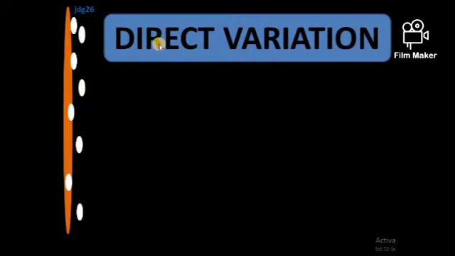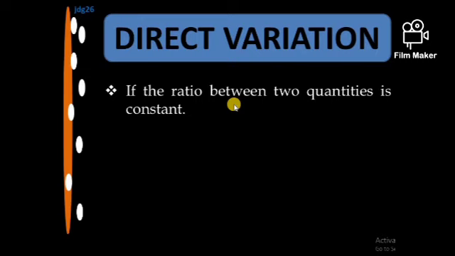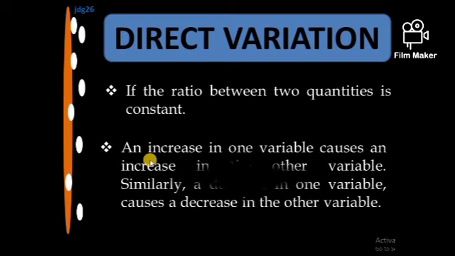Let us first discuss direct variation. If the ratio between two quantities is constant, then the two quantities is in direct variation. So kapag daw ang ratio ay constant, direct variation siya. And an increase in one variable causes an increase in the other variable. Similarly, a decrease in one variable causes a decrease in the other variable.